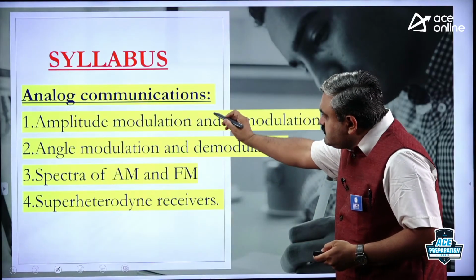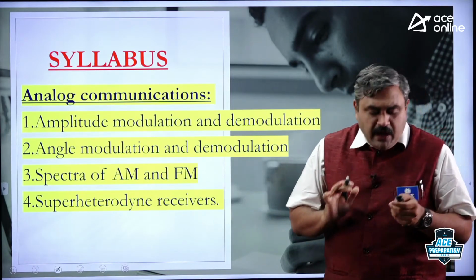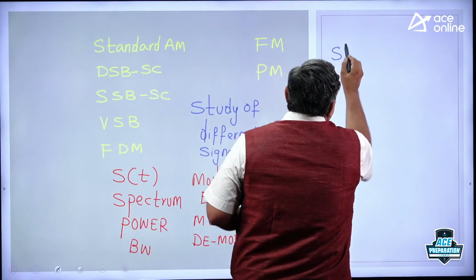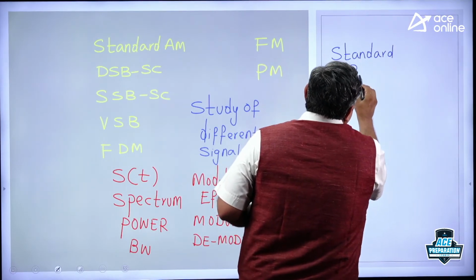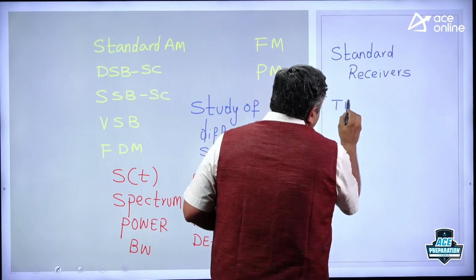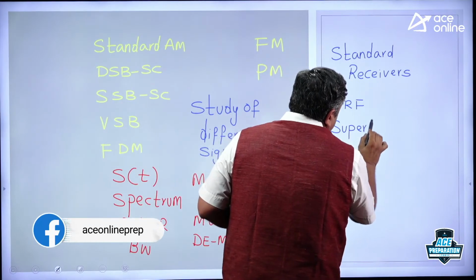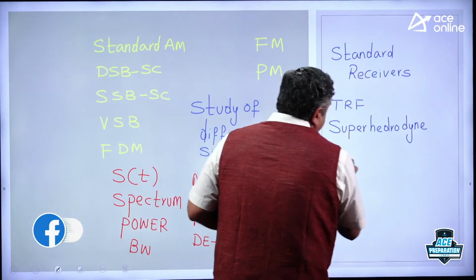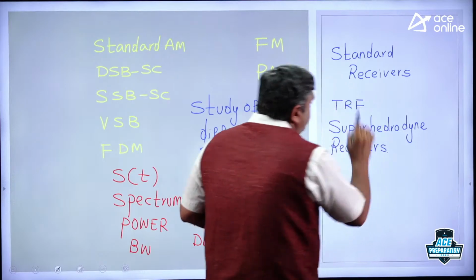Now, this is done, second one is done, spectra of AM and FM is done. Last one is receivers. Now, we have standard receivers. Under these standard receivers, we have the tuned radio frequency receiver, we call it TRF, and super heterodyne receivers. These are two receivers which we use very commonly.